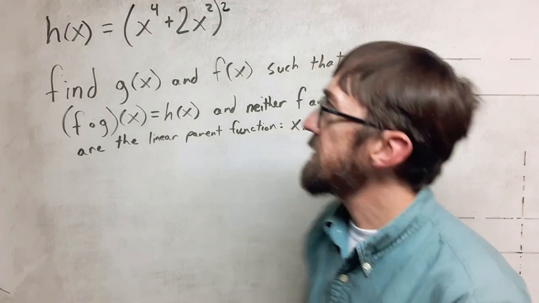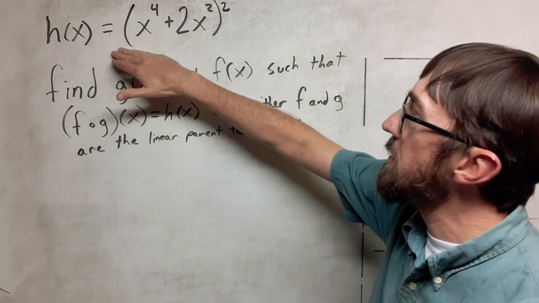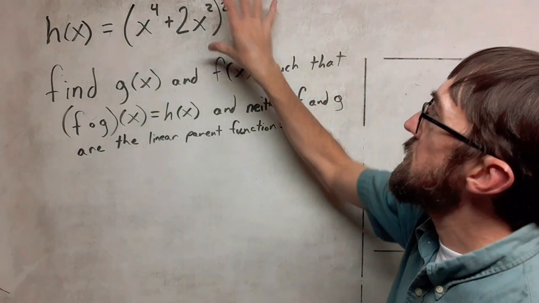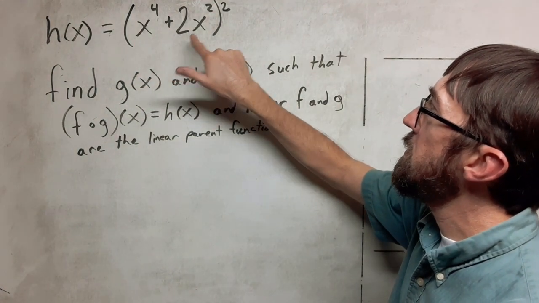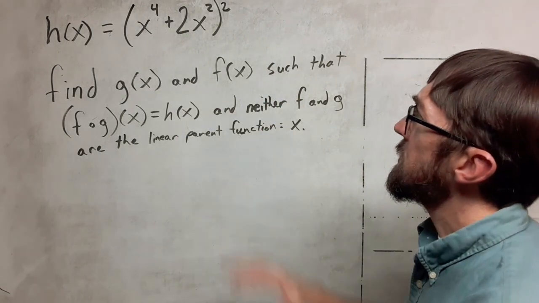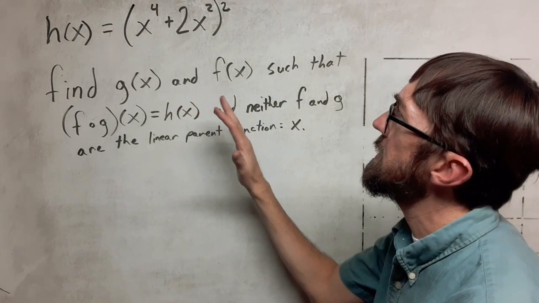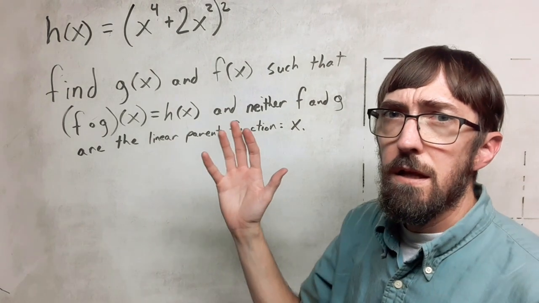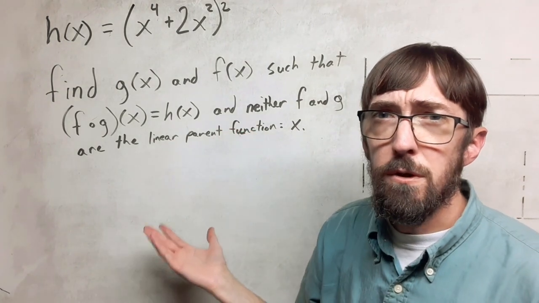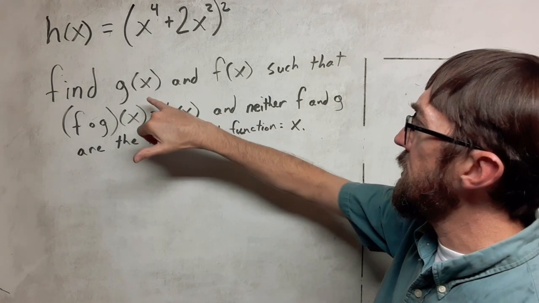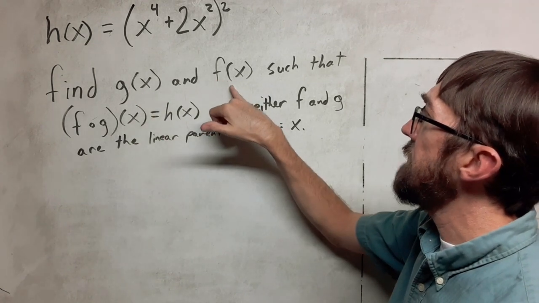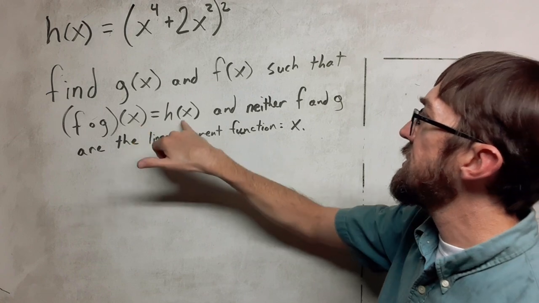All right, for our next example, again, I have h of x declared here. This is the square of x to the 4th power plus 2x squared. So overall, this is an 8th order polynomial. And I, again, want to find a g of x and an f of x that we can compose to give me h of x.